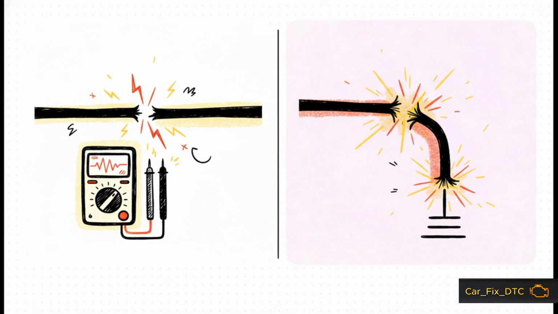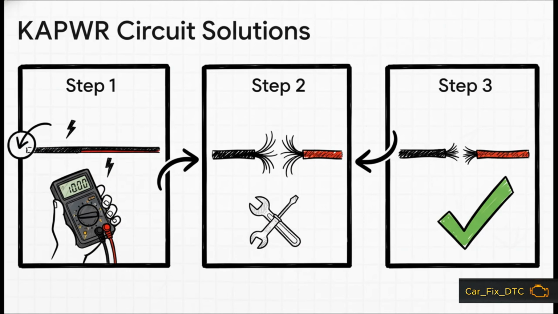Now, this KAPWR circuit can go wrong in a couple of ways. First, you might have what's called an open circuit, which is just a fancy way of saying the voltage is wrong. It's either way too high or way too low. Or second, you could have a short to ground, and that usually points to some kind of physical damage to the wiring itself.